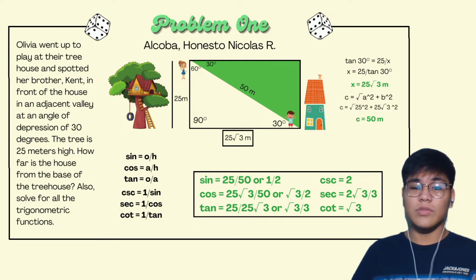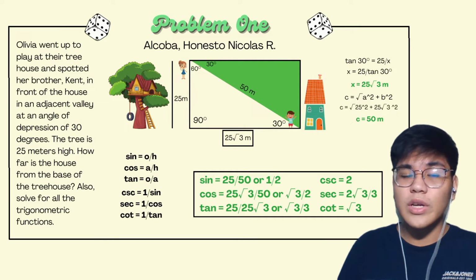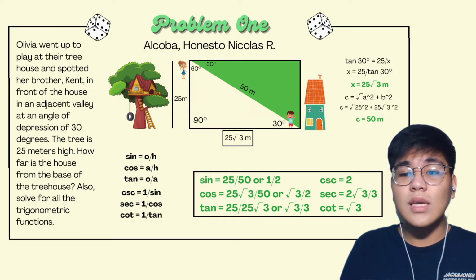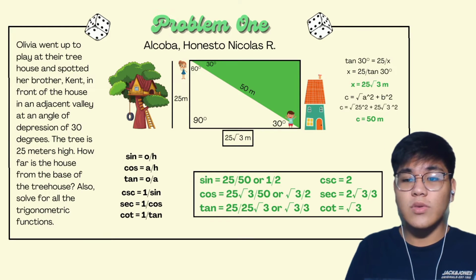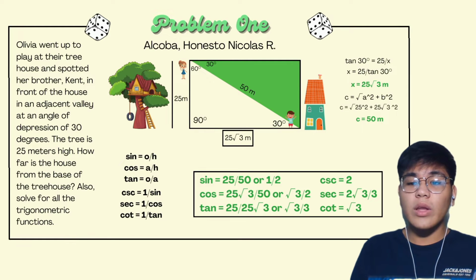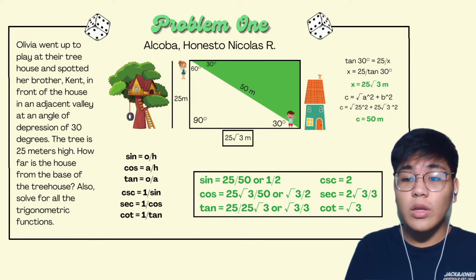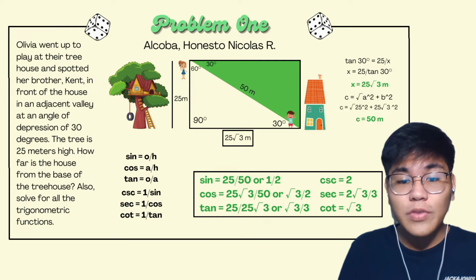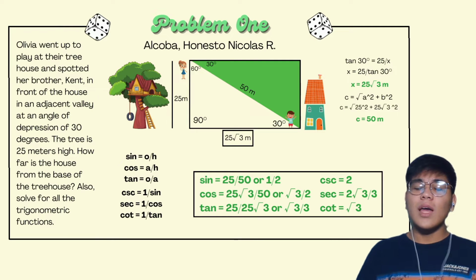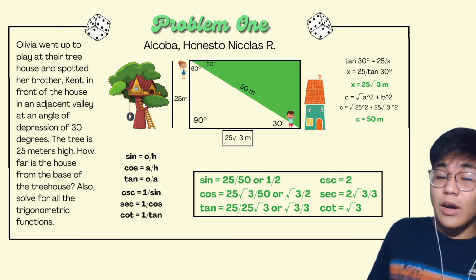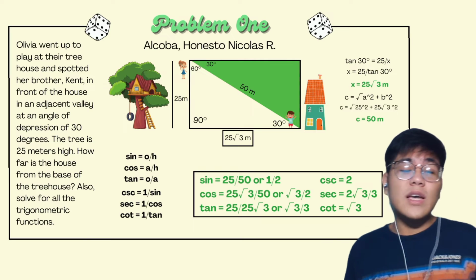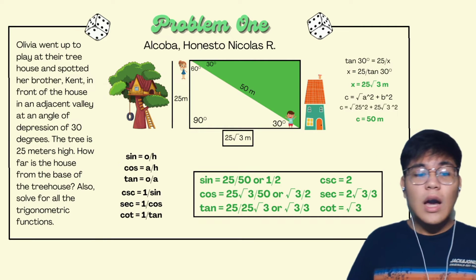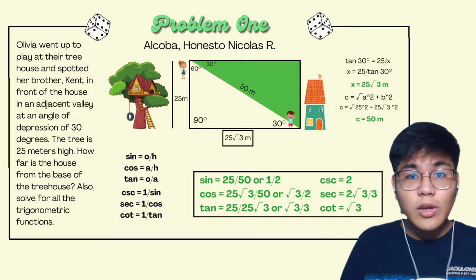Now for us to solve the last side of the triangle, which is the hypotenuse, all we need to do is c is equal to square root of a squared plus b squared. C is equal to square root of 25 squared plus (25 square root of 3) squared. C is equal to 50 meters. Now that all the sides of our triangle have their own values, we can solve for all the trigonometric functions.